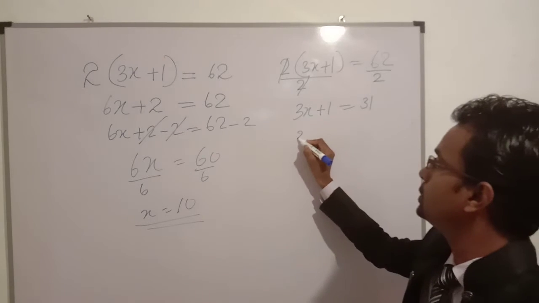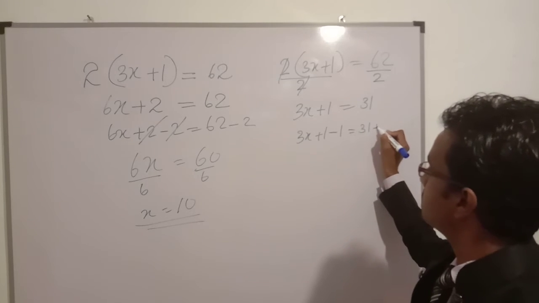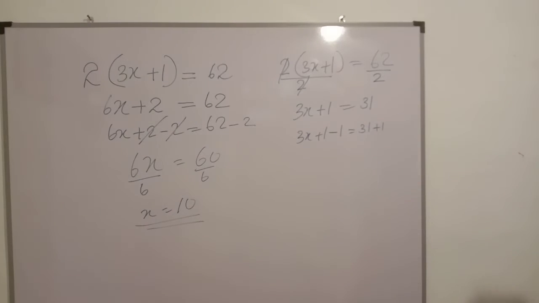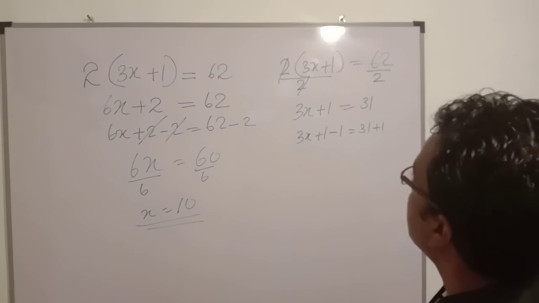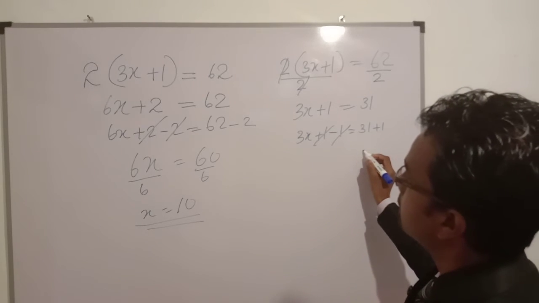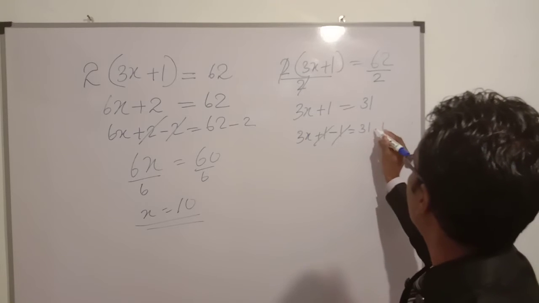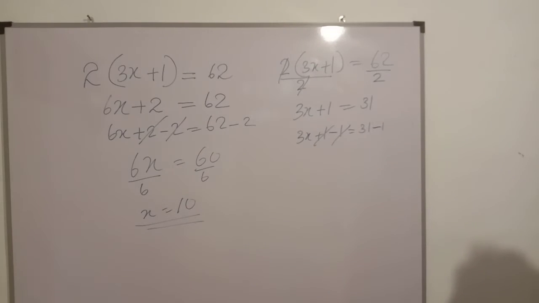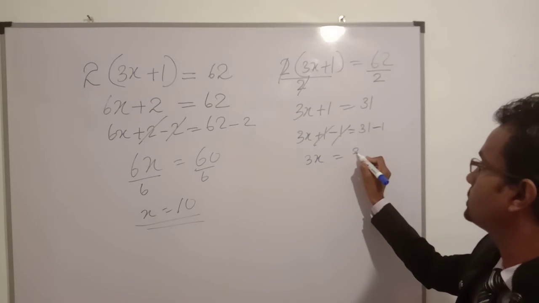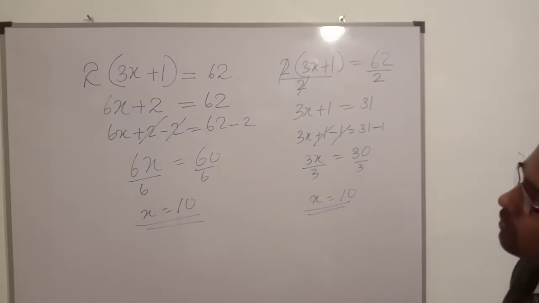Now let's cancel this one. 3x plus 1, positive 1, its opposite value is negative 1. We want to cancel this positive 1, so add negative 1. 31 minus 1 is 30. This side also, positive and negative cancel out. 3x is equal to 30. 30 divided by 3, x is equal to 10. You can select whatever method you like.